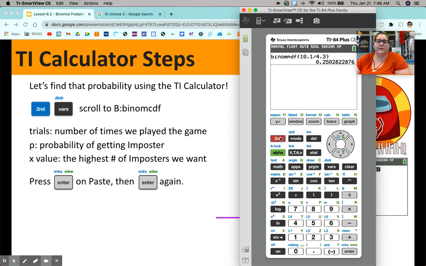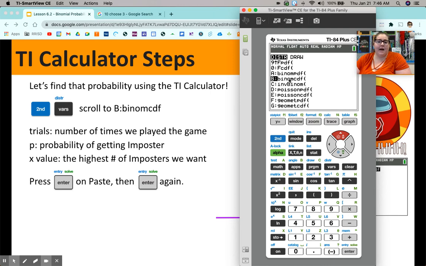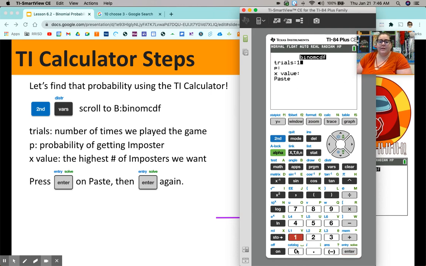Oops, I clicked alpha instead. So second bars, I'm going to scroll up and go to Binomial CDF, which is the B choice. It asks for the same 3 things. So trials is still how many times? In this case, we are playing the game 20 times. I almost put 10. And then P is the probability that we get imposter, which they told us was 20% or 0.2.